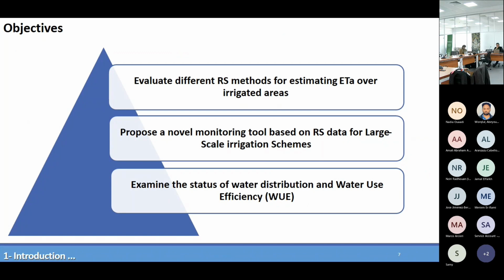It is to evaluate different remote sensing methods for actual evapotranspiration for irrigated areas, and propose a novel monitoring tool based on remote sensing for large-scale irrigation schemes, and also to propose the status of water distribution and water use efficiency.